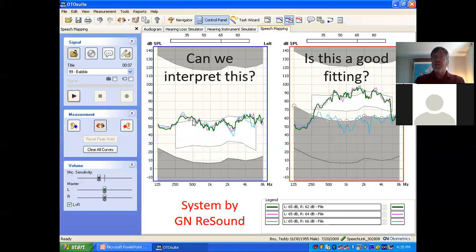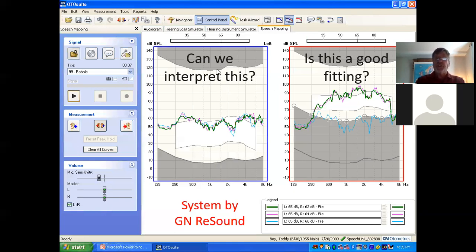Can you interpret this as a different real ear system? This is the Oracle, OtoSuite, a different system. When you're looking here, you've got minimal audible pressure here.